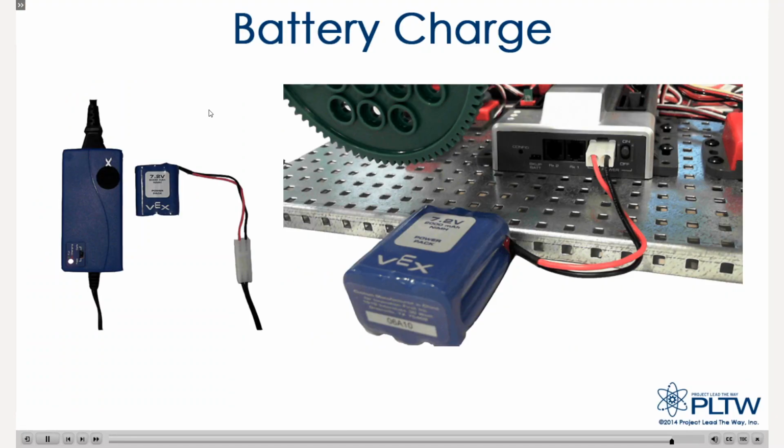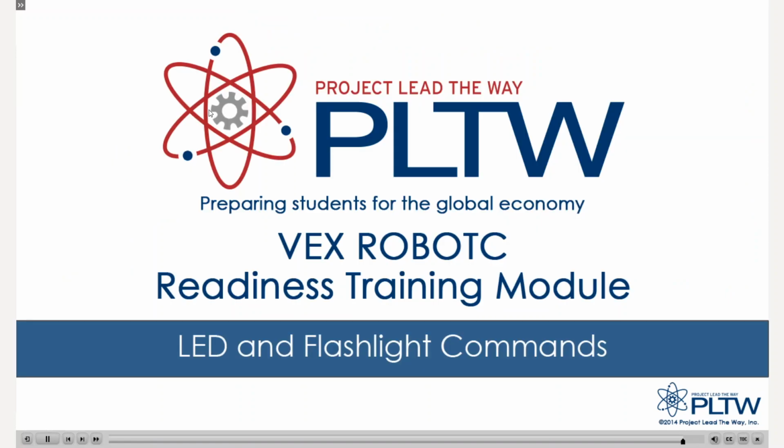Another common cause of unexpected robot behavior is insufficient power to the Cortex. Confirm that a fully charged battery is connected to the Cortex and that it is powered on. This concludes the PLTW instructional resource on LED and flashlight commands.